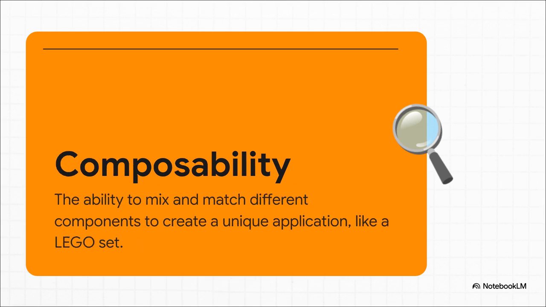And finally, there's composability. This brings us right back to that Lego set. It's the ability to assemble your application by just mixing and matching different components. A perfect example is a data dashboard. You can compose it by grabbing a chart component, a graph component, and a data table component, and then arrange them all together to create a totally unique view, all while each piece stays completely independent.